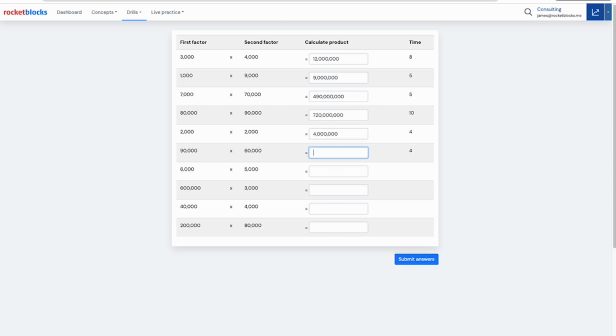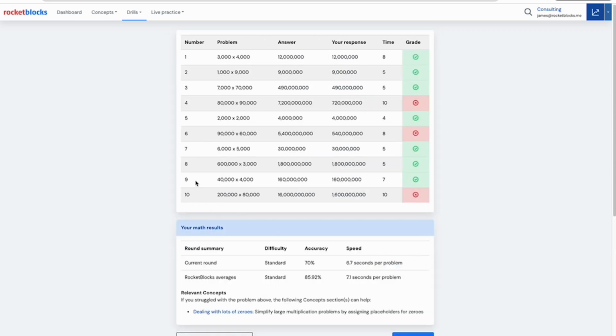90,000 times 60,000 is 540 million. Using that same principle. 6,000 times 5,000 is 30 million. 3,000 times 600,000 is 1,800 million, or 1.8 billion. 40,000 times 4,000 is 160 million. There we go. And then 80,000 times 200,000, 80 times 200 is 1,600 million, or 1.6 billion. Let's see how we did this time. Bam. Okay, so we're faster on all of these, but we've dropped in accuracy.